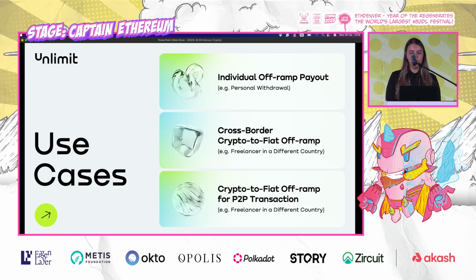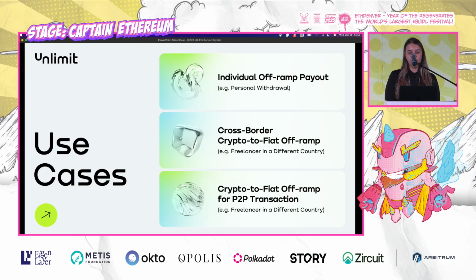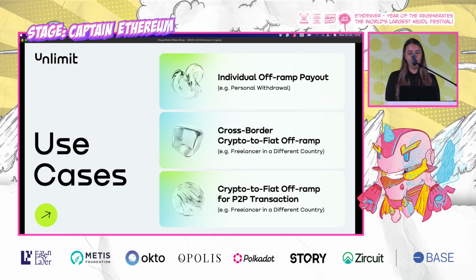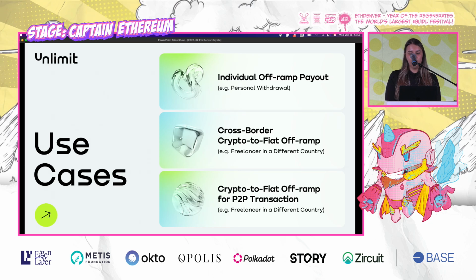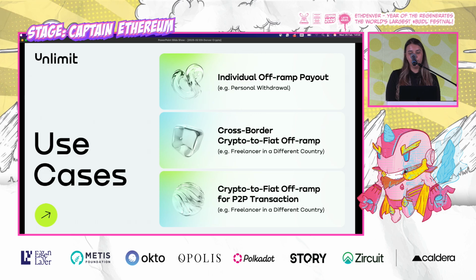Cross-border crypto to fiat off-ramp. For example, if the user is living in another country and receives fiat in that country, he can exchange the crypto to fiat and send it to his card, for example.